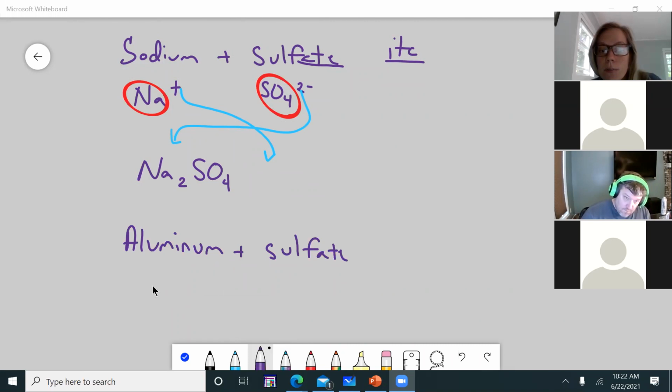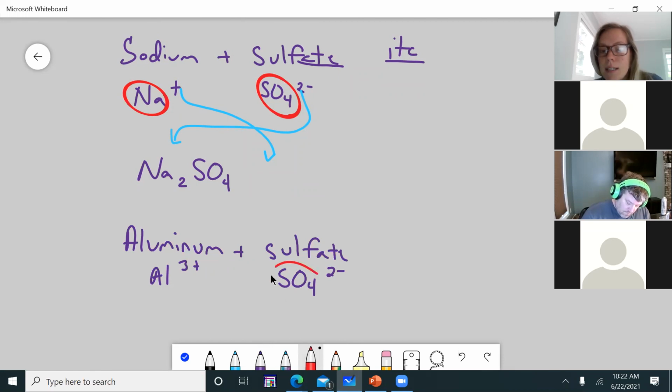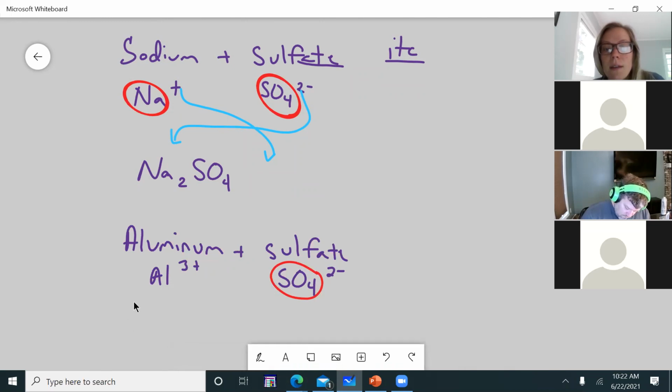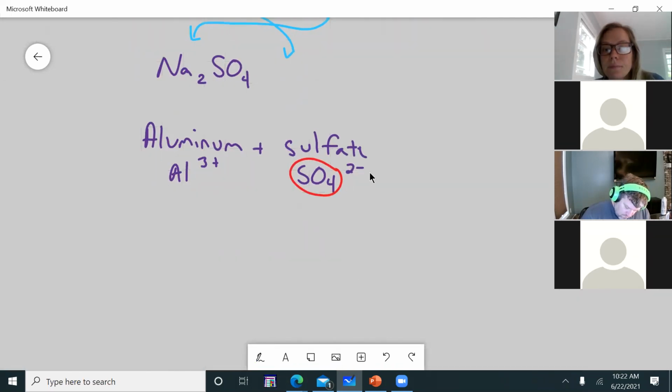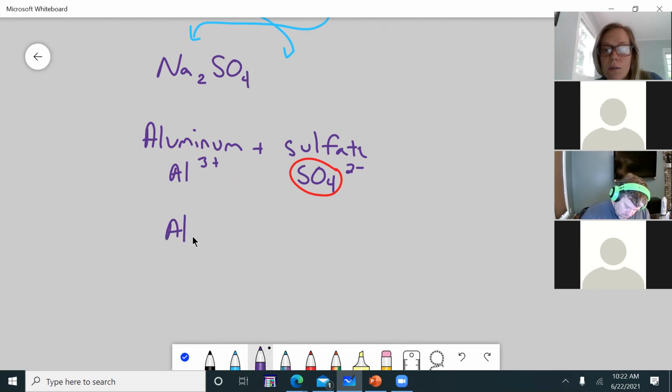Let's write the symbol for aluminum, Al, and it always has a 3+ charge. Sulfate is SO4, and it has a 2- charge. That hasn't changed. I'm going to circle my polyatomic ion, at least the atom part of it, and keep the charge on the outside. So when I flip-flop here, the 2 is going to come down to the aluminum. So this is going to be Al2.